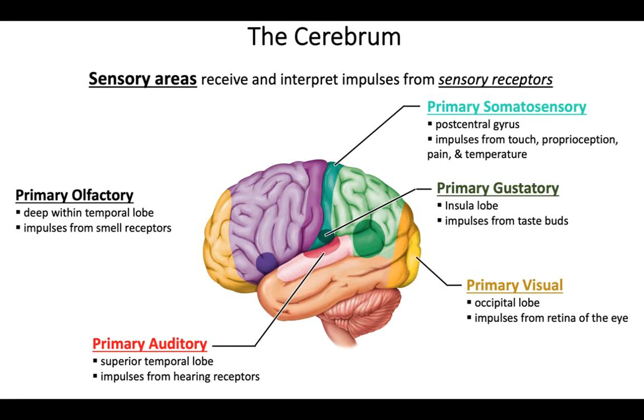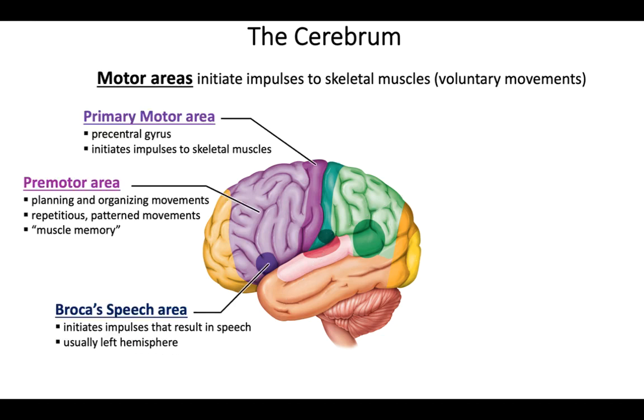Now, to analyze it, we're going to use other areas. All right, so this is just perception. But we're going to have to use memory and intelligence to make sense of those senses. And that's going to be using what we call association areas. And we'll come to those in a little bit. But let's look at the motor areas. So these are some of the more important motor areas. So motor areas initiate impulses to skeletal muscle in order for voluntary movements to occur.